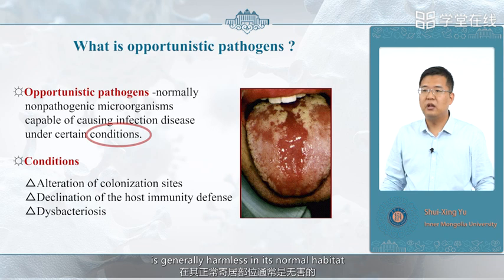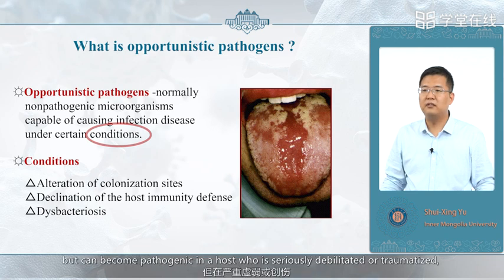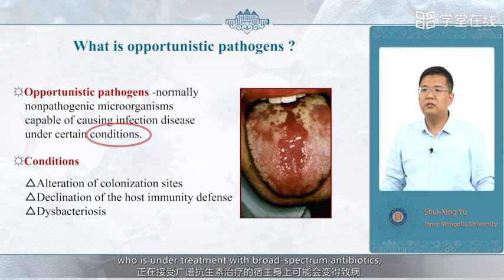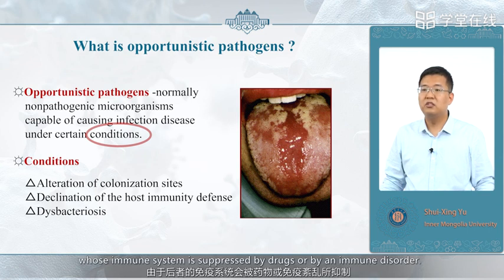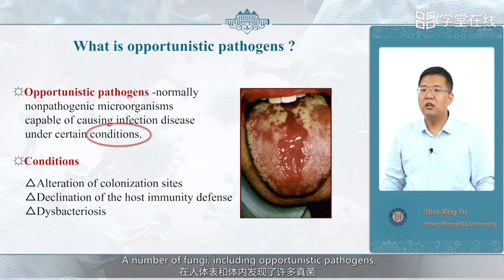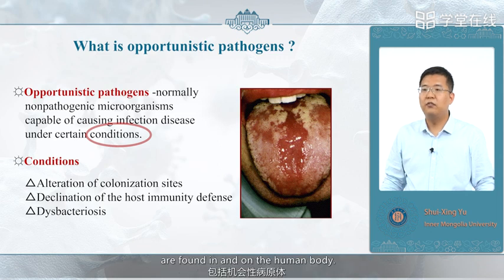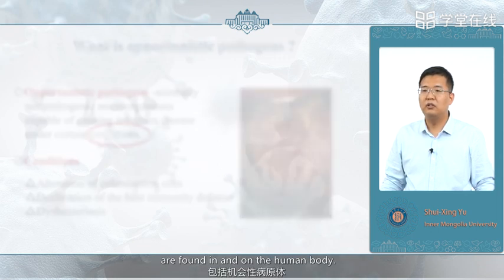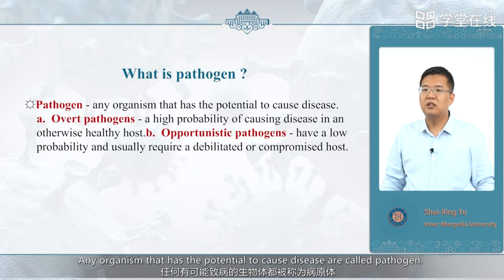It is generally harmless in its normal habitat but can become pathogenic in a host who is debilitated or traumatized, who is under treatment with broad-spectrum antibiotics, or whose immune system is suppressed by drugs or by an immune disorder. A number of microbes, including opportunistic pathogens, are found in and on the human body. Any organism that has the potential to cause disease is called pathogenic.